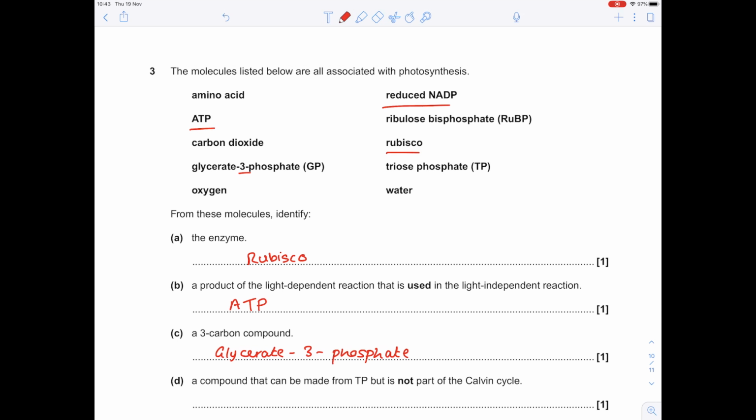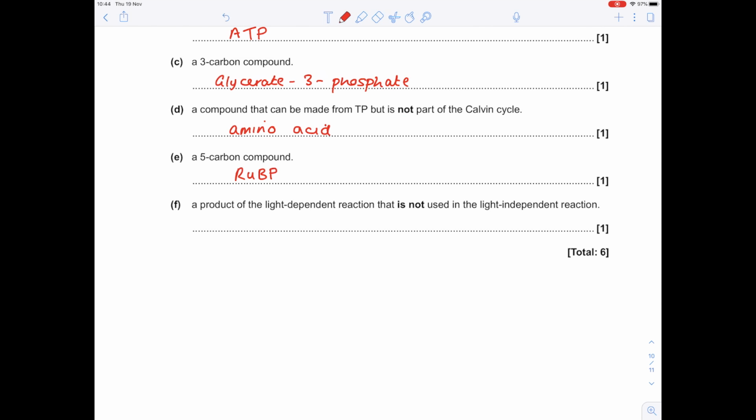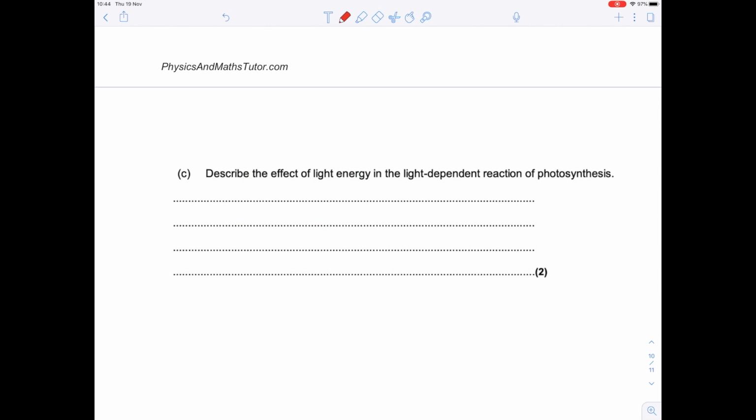A compound that can be made from triose phosphate but is not part of the Calvin cycle. So remember that triose phosphate, most of it goes back to regenerate ribulose bisphosphate. The rest of it goes to make glucose or amino acids or lipids. So I'm going to pick out what I can see here, which is the amino acid. A 5-carbon compound. Very, very in-depth knowledge needed here. Remember that is RuBP, ribulose bisphosphate. A product of the light-dependent reaction that is not used in the light-independent reaction. Oxygen, for sure. Remember that's just a byproduct. I need to go check my list before I dive in. Yep, it's on there.